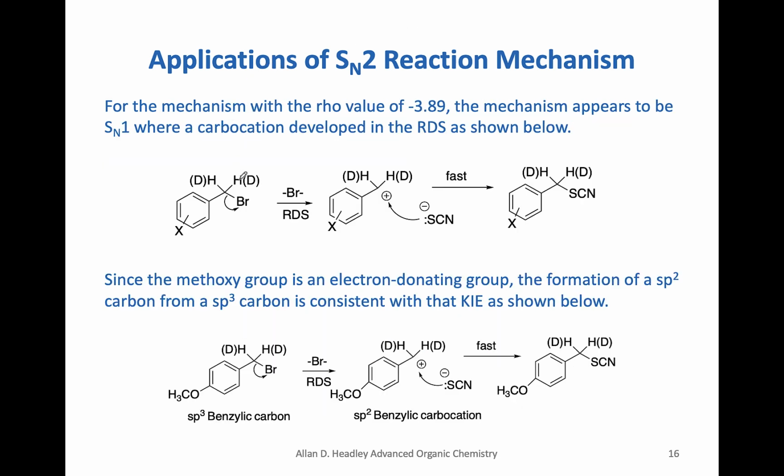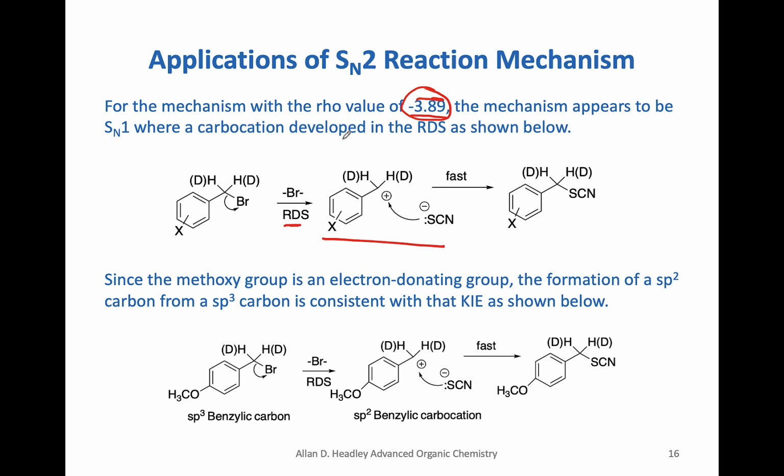So it implies here, based on the rho value of negative and a large value of 3.09, which suggests a carbocation for that large negative value. So this bond breaks in the rate determining step to form a carbocation. In the fast step, the nucleophile comes in to form that. So this is consistent with a rho value of negative 0.89 for electron donating groups.